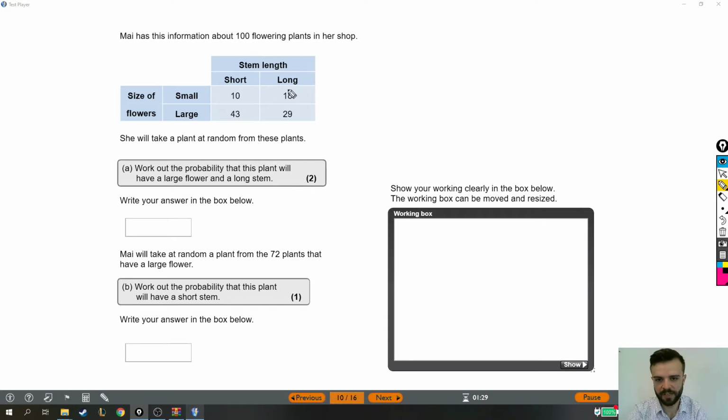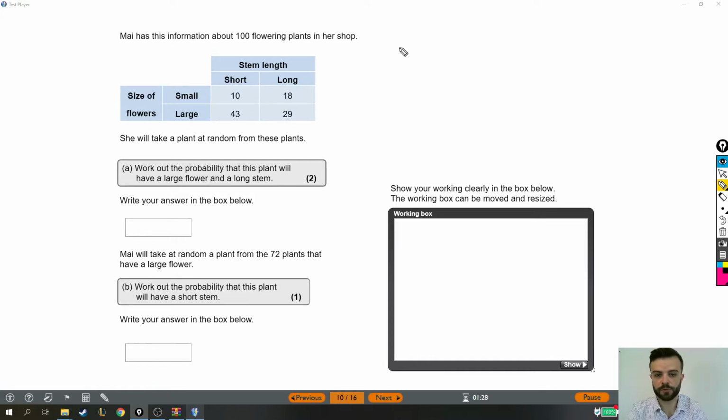Just to explain a little bit about this table, this means that there are 18 plants that had a long stem and small flowers. She will take a plant at random from these plants. Work out the probability that this plant will have a large flower and a long stem.